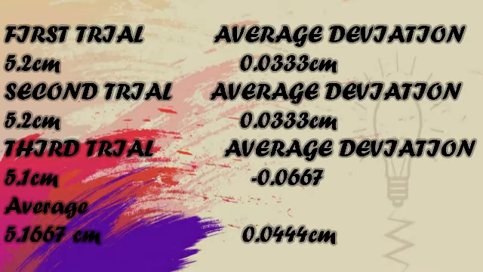First trial measurement, I got 5.2 centimeters. Second trial measurement, I got 5.2 centimeters also. Third trial measurement, I got 5.1 centimeters. Total average is 15.5. Average deviation. First trial average deviation is negative 10.3. Second trial average deviation is negative 10.3. Third trial average deviation is negative 10.4. Total average deviation is 10.3333.